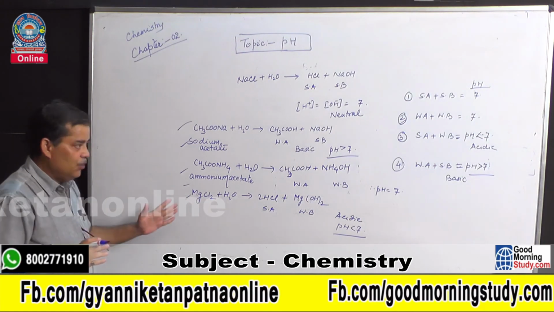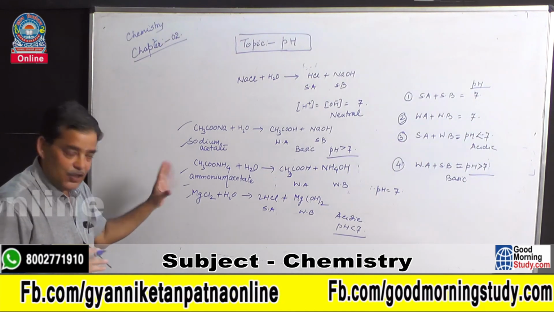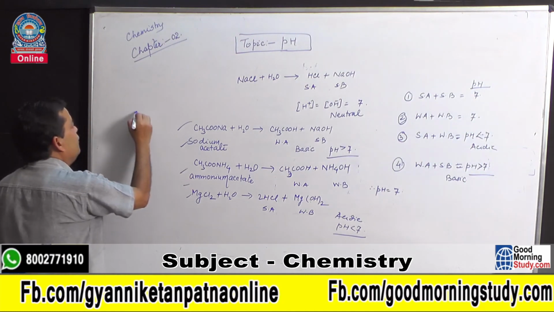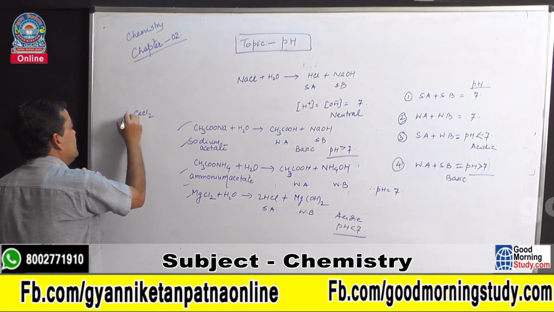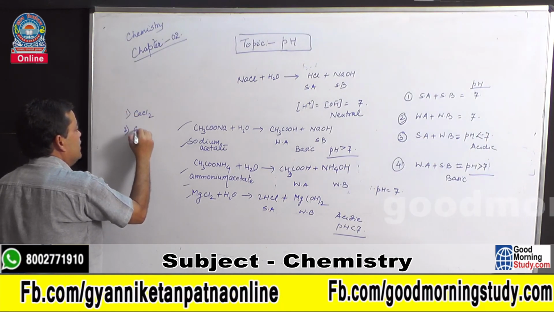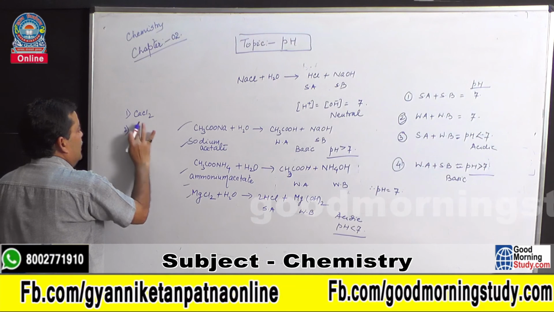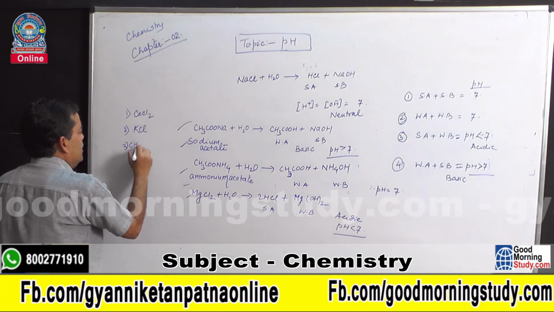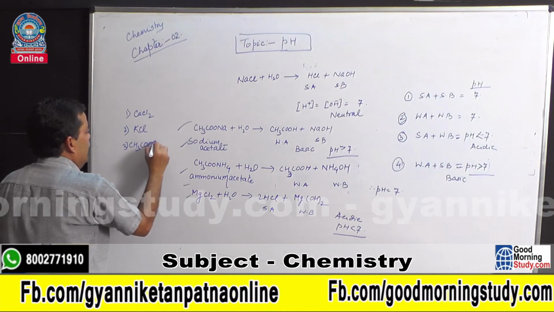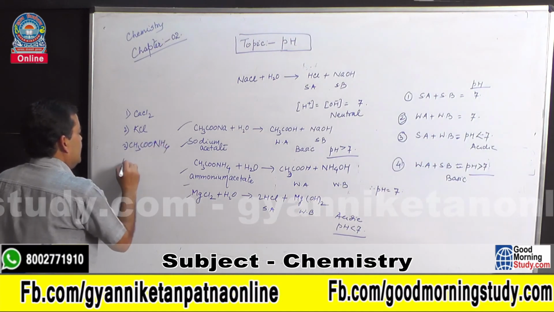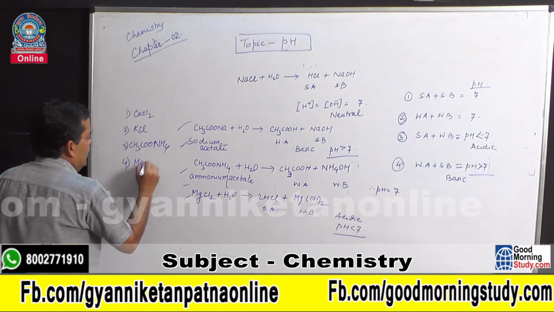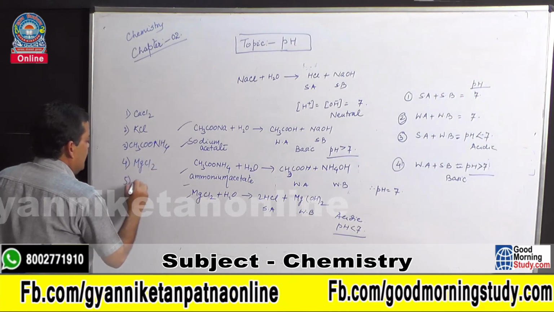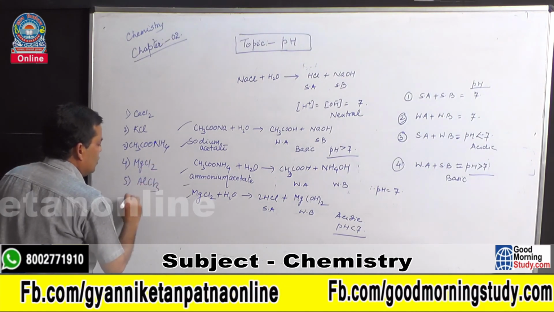Now I am giving you homework: identify the pH of these solutions. First is CaCl2, another is KCl, another is CH3COONH4, another is MgCl2, another is AlCl3.